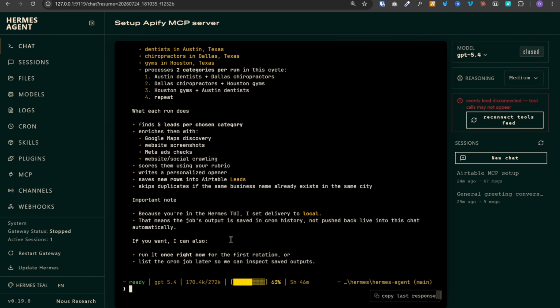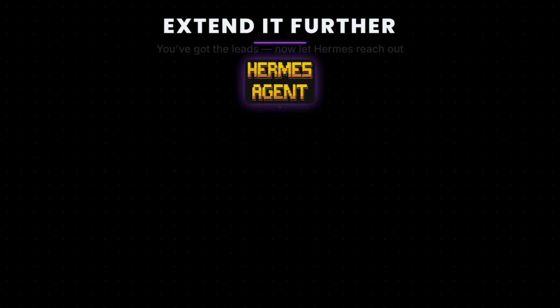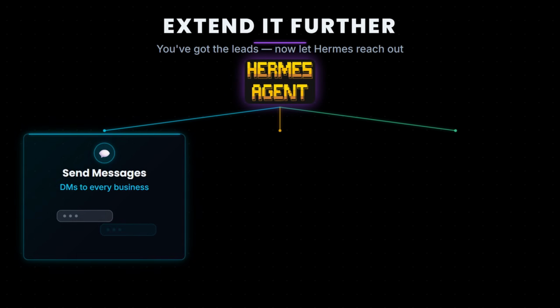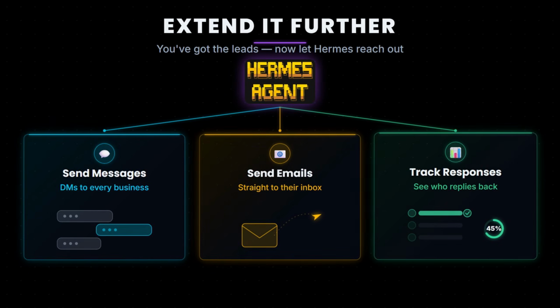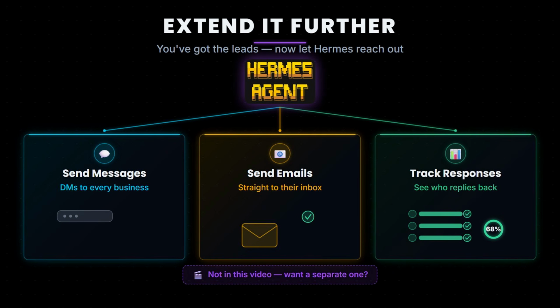Now, for this scheduled job to work, you need to host Hermes agent on a cloud VPS. If you're running it on your local system, then it needs to stay switched on. And once you have a highly researched data like this, you can extend the functionality of Hermes agent to handle the outreach for you. It can automatically send the messages, emails to all of these businesses, track their responses, and so on.